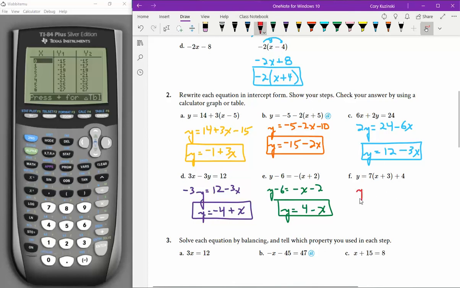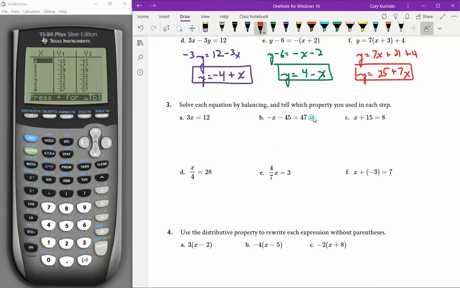And on this one, we just have to distribute, so 7 times x, 7x, 7 times 3, 21, and then combine like terms, so 21 plus 4 is 25, plus the 7x. There we go. We put them all into intercept form.